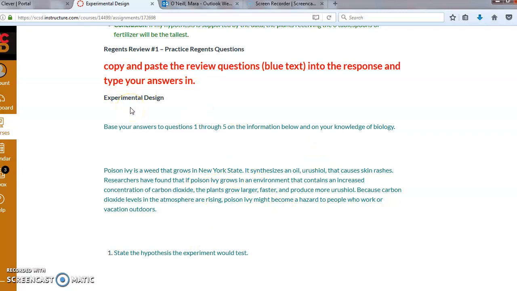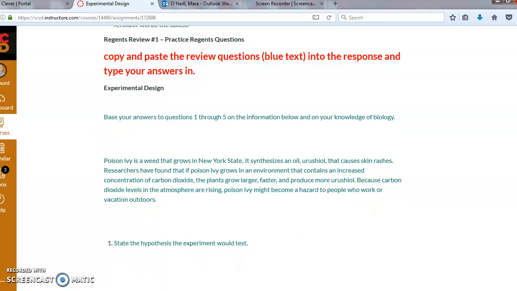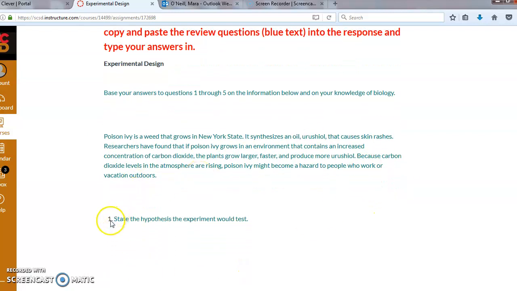If you have a computer, you can go and copy and paste this and respond to the questions by just typing underneath it. If you don't have a computer, write down the question number, write down your answer, and you can take a picture of it and send it to Ms. Trantham.